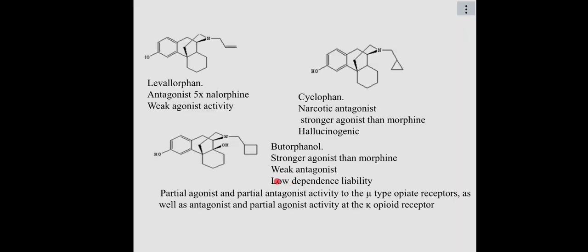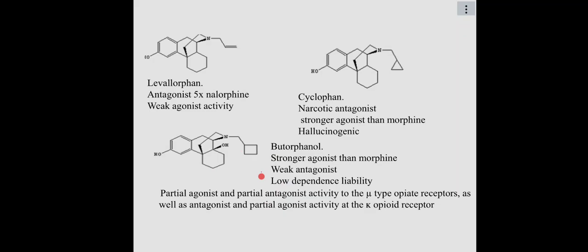Yes. So we also have butorphanol, which we had said has stronger agonist activity than morphine, and also it's a weak antagonist. So it's a partial agonist and partial antagonist at the mu-type opioid receptors, as well as antagonist and partial agonist at the kappa opioid receptor. So you can still see it has both agonist and antagonist activity, and that's why we are calling it a mixed agonist antagonist. So even butorphanol was also fitting in that category. So I think that is the only thing I had not done. Then, of course, the antagonists, we have just discussed them.